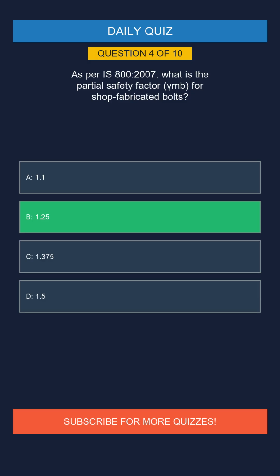Time is up. The correct answer is option B, 1.25.